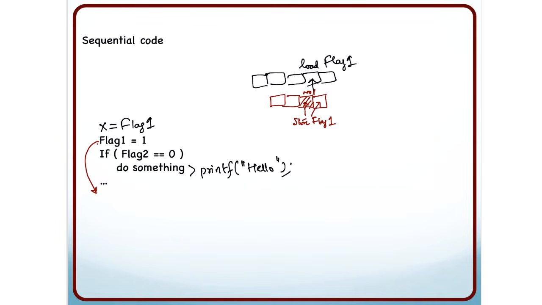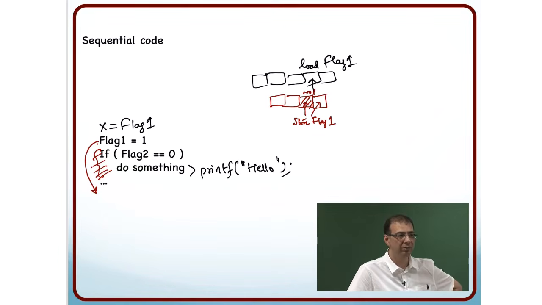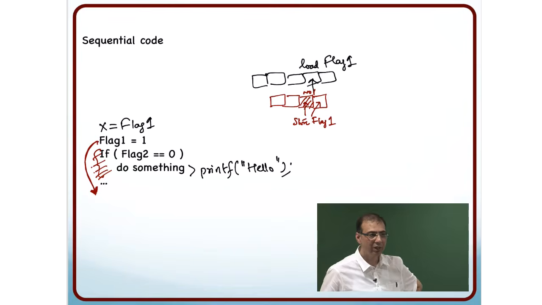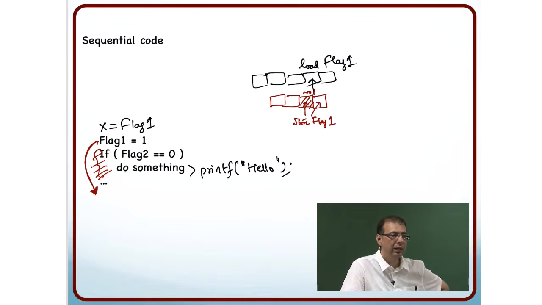The compiler realizes that flag 1 is not being used in these instructions: if flag 2 equal to 0, printf hello. So it can safely move this instruction over here. It wouldn't change the output of the code. Typically when you write some code and compile it, the compiled instructions will not match exactly with the sequence of instructions that you have specified. The code will be rearranged by the compiler. That's a very normal optimization that all compilers do.